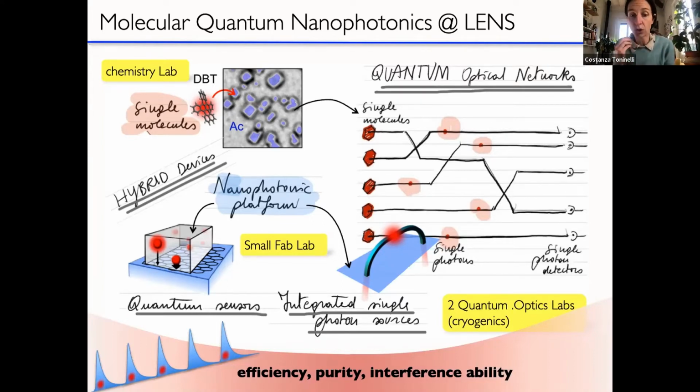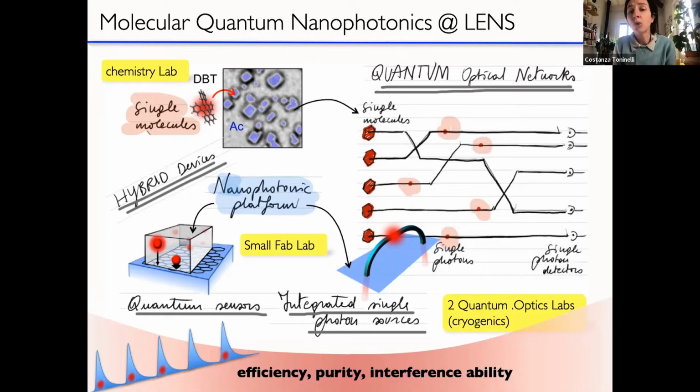The other important figures of merit for your single photon sources are the purity, which accounts for the probability of having multiple photons per pulse. This is something you don't want for certain applications, for instance, for quantum communication, where this opens a door to cyber attacks.